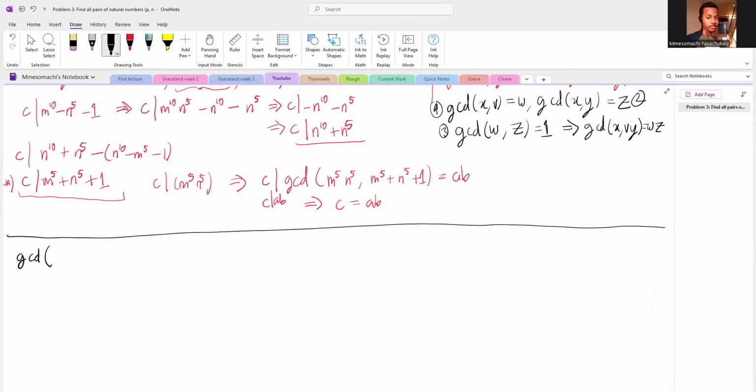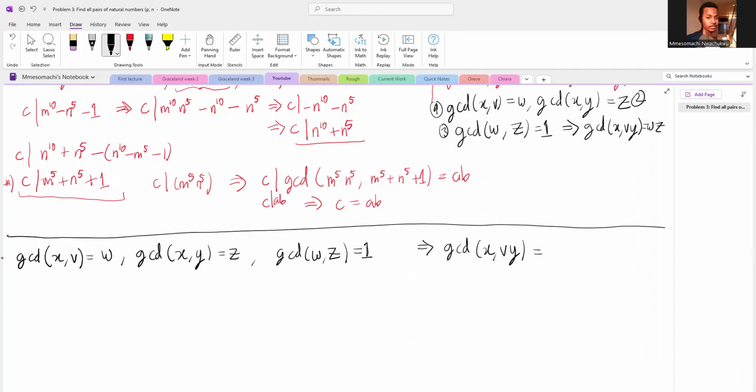GCD of X and V being equal to W. GCD of X and Y being equal to Z. And then the GCD of W and Z being equal to 1. So we want to get that the GCD of X and VY is equal to WZ. Okay, so let's look at this.